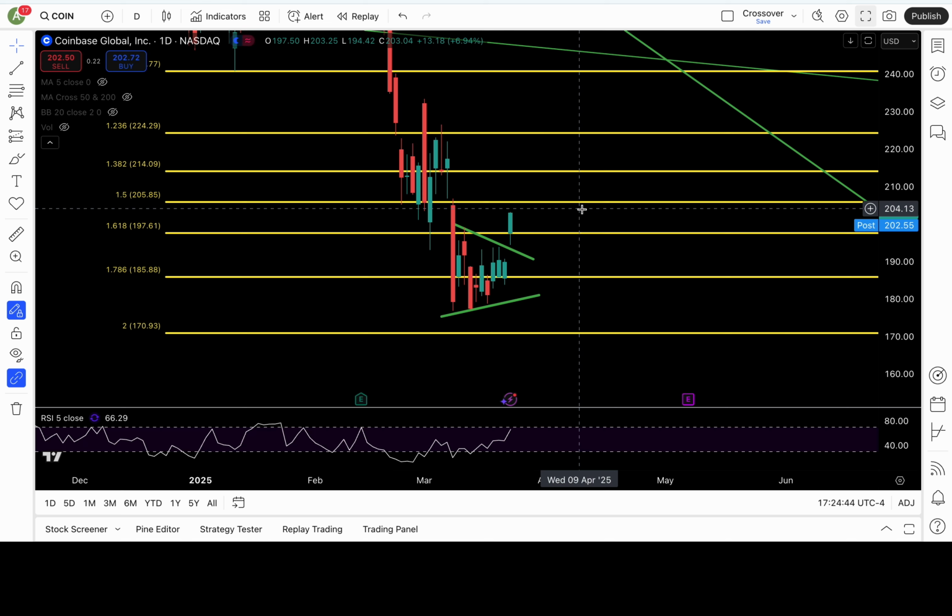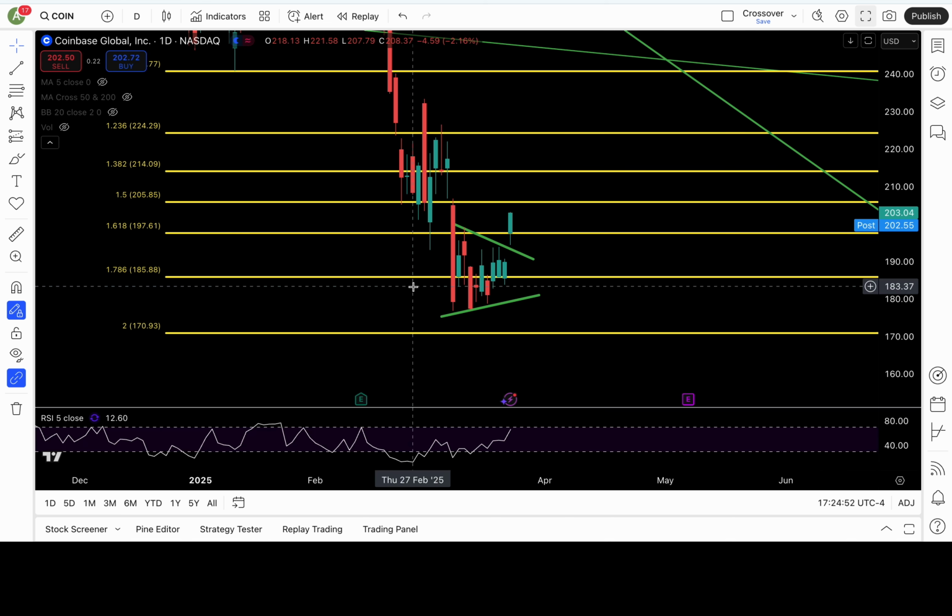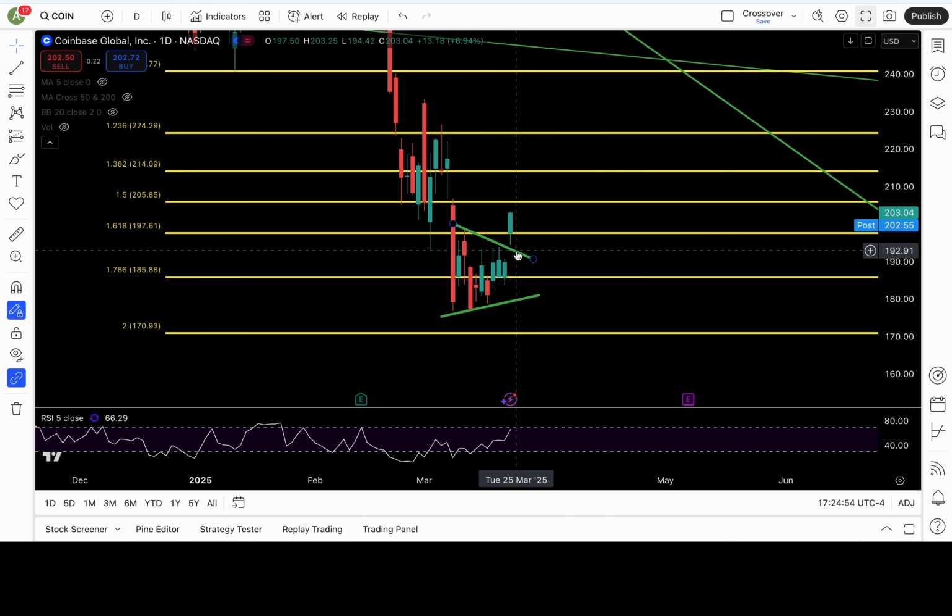Okay, so as far as support levels go, of course, 202 and 200 are support levels. 197.6 fib level, that is support. If those levels fail, guys, I think we could drop all the way back to the low 190s and maybe even fill the gap around the 189, 190 area.